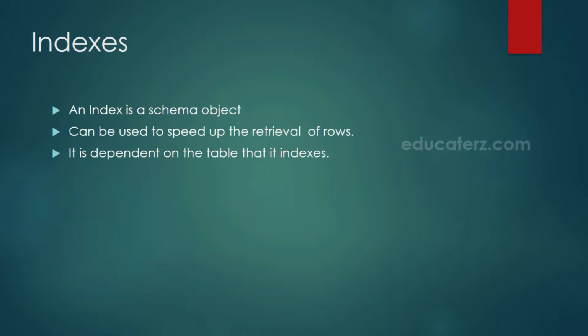Actually, an index is a schema object. Schema in the sense it is a user object, it is a user thing. An index is, in other words, a user object. It is created by the user. It can be used to speed up the retrieval of records or rows. It is dependent on the table that it indexes.